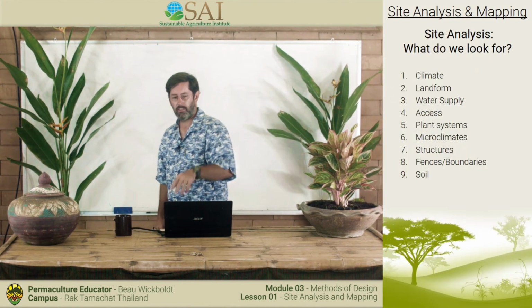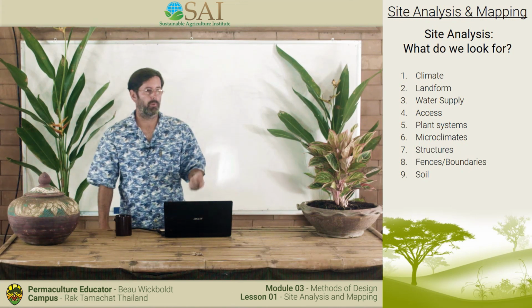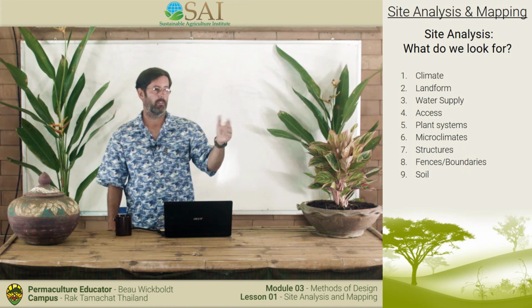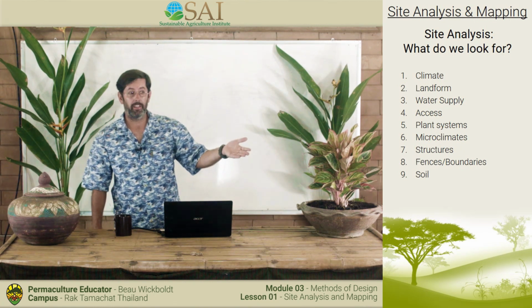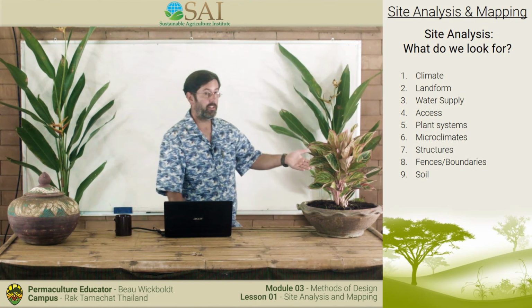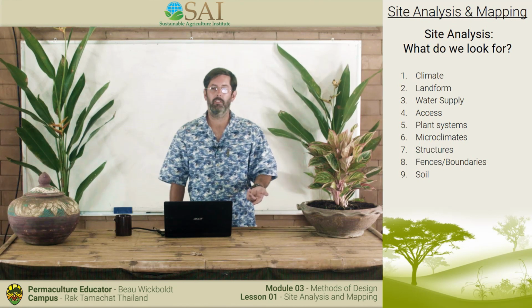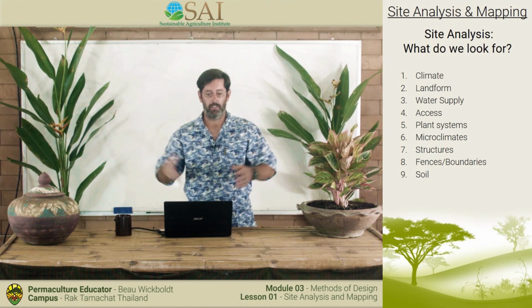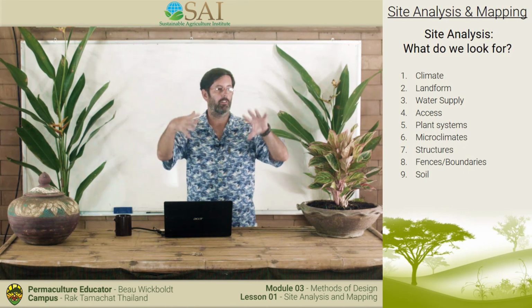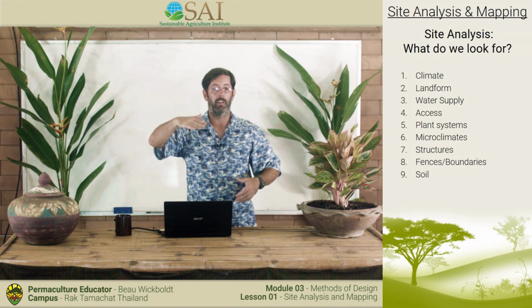So if we look at a site, what do we look for? Number one, describe the climate. Where is it located? What's the climate like? When does it rain? How many sunny days are there a year? A lot of this information is quite easy to find on the internet. Put in wherever you live, climate, okay? What's the landform? Describe the topography. Is it hilly? Is it flat?